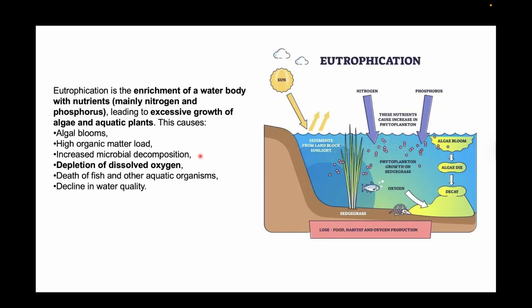There are other microbes which grow, which release a lot of toxins. So algae and cyanobacteria are characteristic of the algal blooms, green thick mats of algae and cyanobacteria growing on the top of the lakes. So there is loss of food, habitat and oxygen production inside the lake or the pond in which eutrophication happens.